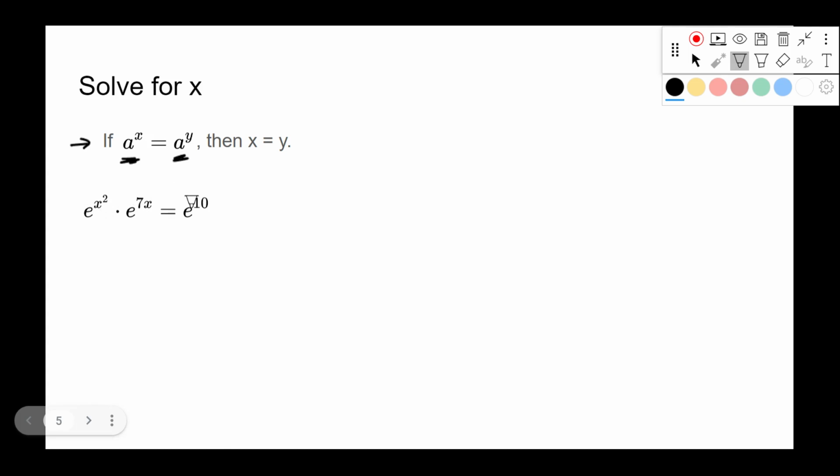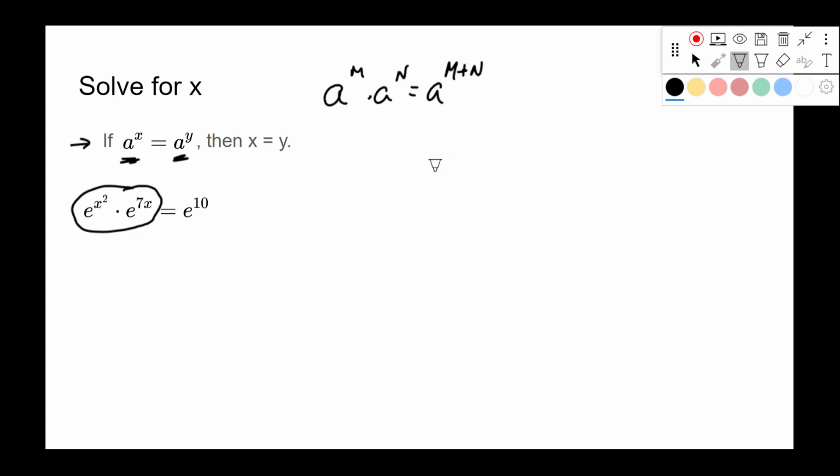And on the right, you just have the one base. So I need to simplify what's over here first. I'm going to do that because I have a property for that. If I have two bases that are multiplied and they're the same, then I can combine them by adding their exponents. And that's what I'm going to do. So I'm going to rewrite this as e to the x squared plus 7x equals e to the 10.